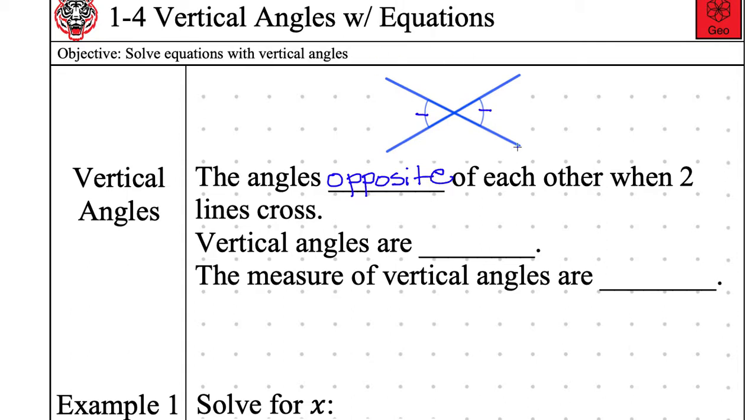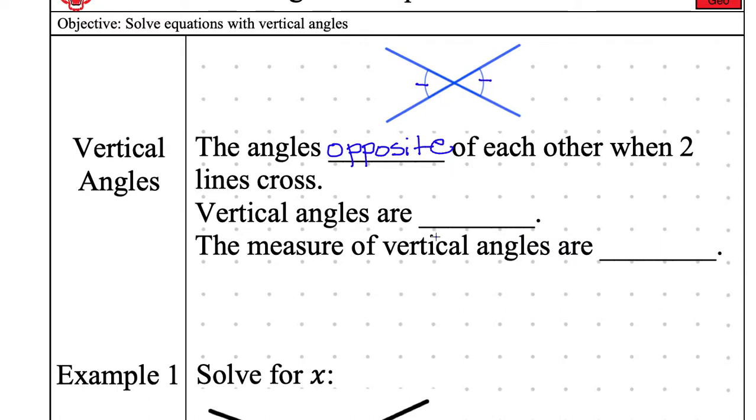Whenever you have two lines crossing, the angles opposite of each other will be, I already said the word, but let's see if we can get it. Vertical angles are what? Starts with a C. Congruent, there it is. Which is not the same word as the one down here. If I'm talking about the measure of the angles, when I say the measure, I'm talking about the number. Numbers can be, starts with an E.